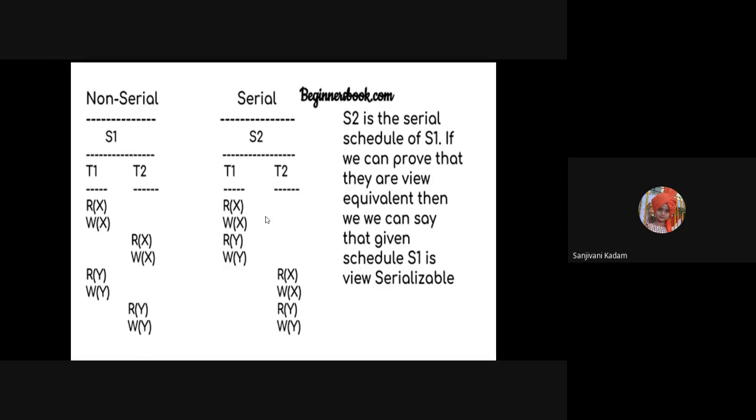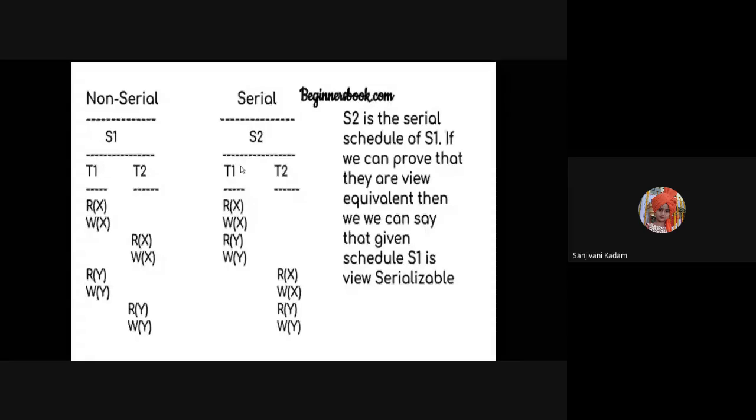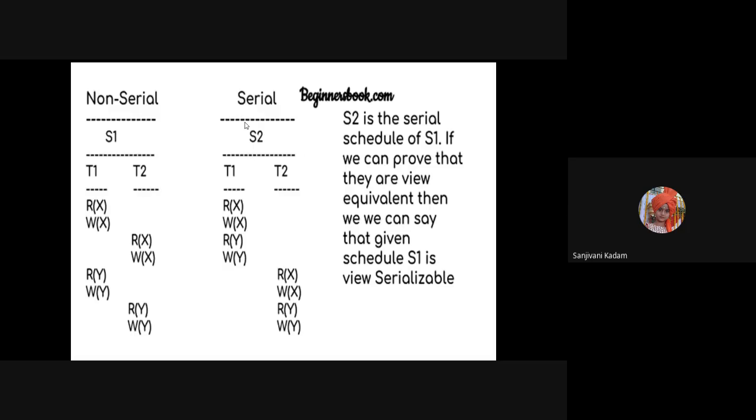In case of this schedule also, the final write operation for X is done by T2, and for Y also the final write operation is done by T2 only. It means that all three conditions are satisfied. Now we can say that these two schedules S1 and S2 are view equivalent, or view serializable schedules. Check whether the three conditions are getting satisfied or not.